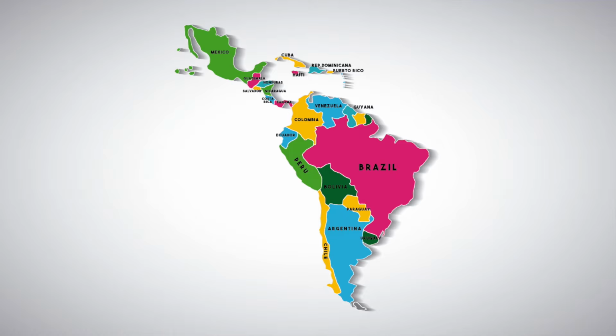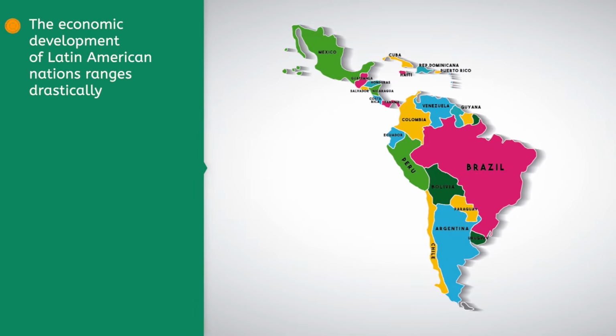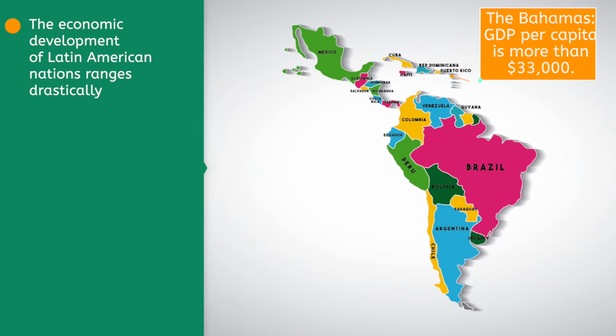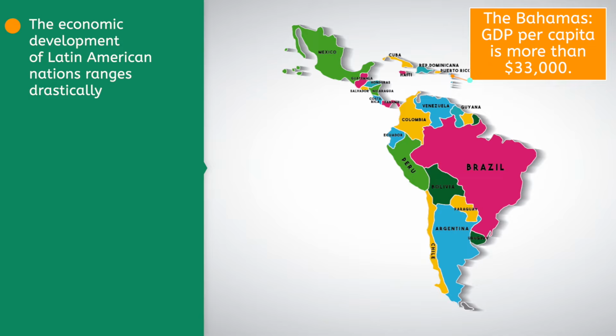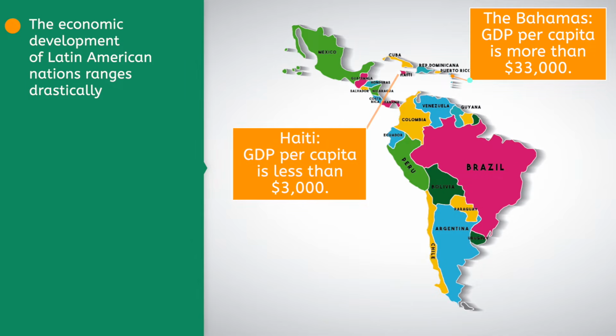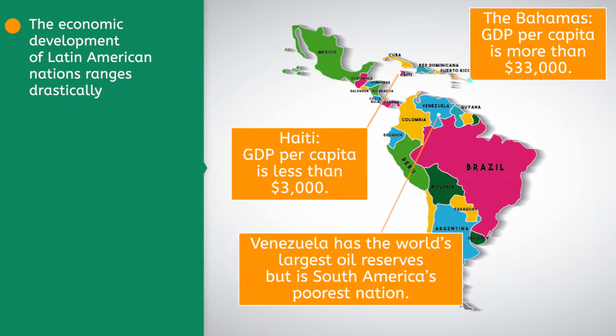The economic development of Latin American nations ranges drastically. The Bahamas, for example, have a GDP per capita of more than 33,000 US dollars, while Haiti's is less than 3,000 US dollars despite their close proximity in the Caribbean. Likewise, nations such as Brazil and Uruguay in South America are relatively prosperous, while Venezuela, in spite of owning the world's largest oil reserves, is the poorest country on the continent.